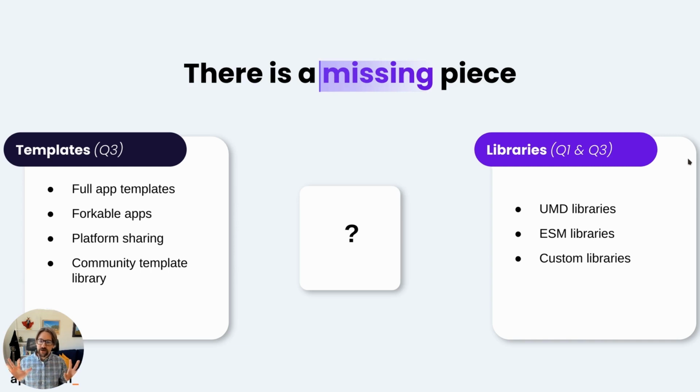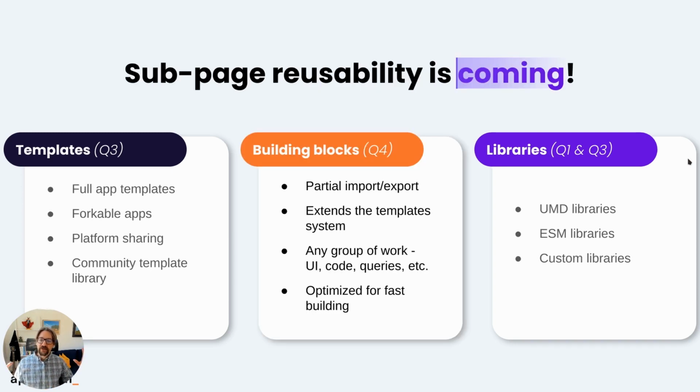Now, when you look at these, we've got templates and forkable templates and the community template library, and we've got libraries. There is a missing piece, and this missing piece is the thing that we're really excited about and have already started working on right now. And that is reusability below the page level. Templates allow you to reuse entire apps or entire pages. Libraries allow you to reuse JavaScript code and other libraries from the entire world of JavaScript. But in between is what we're building out now, and these are the building block templates.